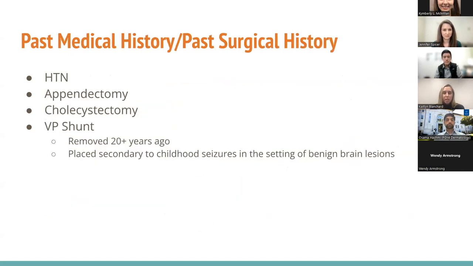So moving into her past medical history and past surgical history, like I said, she really was a previously healthy 40-year-old female. Really the only pertinent past medical history was high blood pressure. And then in terms of her surgical history, she has had an appendectomy and a cholecystectomy. And then she also had a history of childhood seizures secondary to benign brain lesions, for which she had a VP shunt placed, but that shunt was removed over 20 years ago and has had no complications since that time.